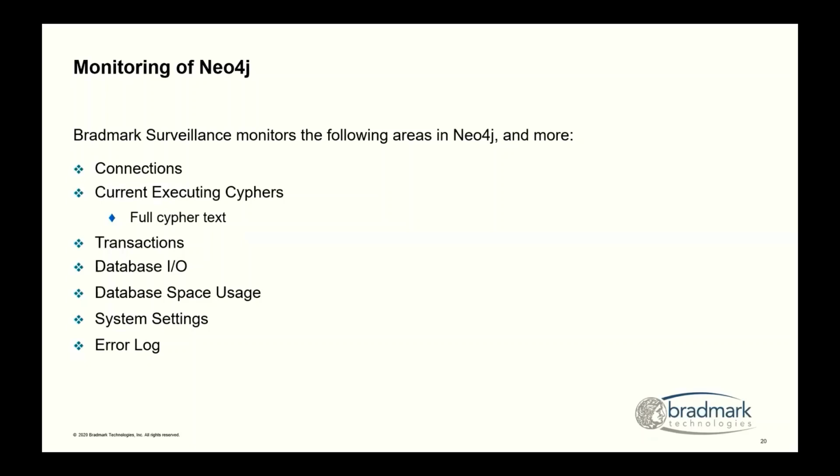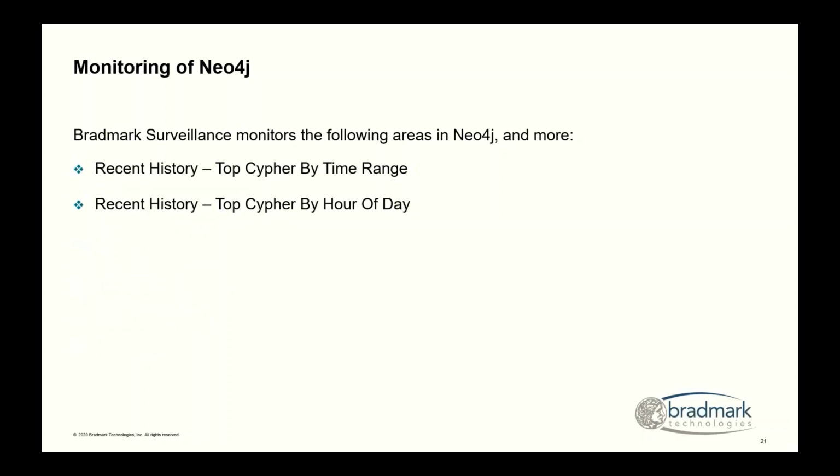So they have a similar system to relational systems where you have transactions. We also have I/O by database and space usage by database. Actually, it's even more than space usage. There are also different kinds of usages in the database that are shown in that window as well. We have system settings, and of course, we have error log information for Neo4j. In terms of recent history, we of course have our top cipher by time range and top cipher by hour of day, similar kinds of reports that we have for the relational side.